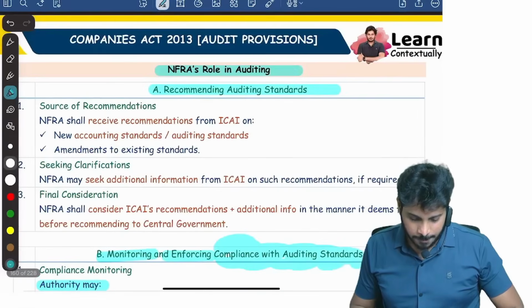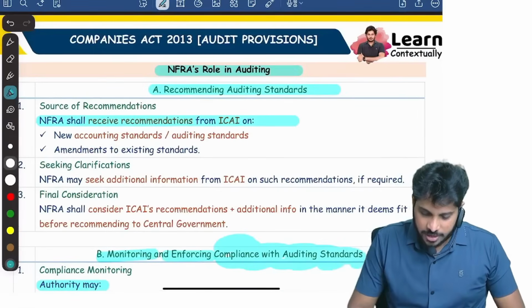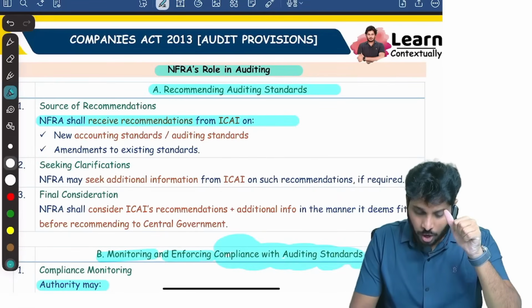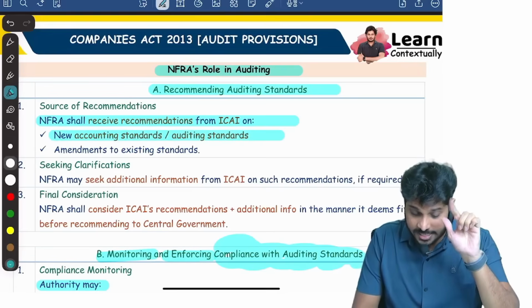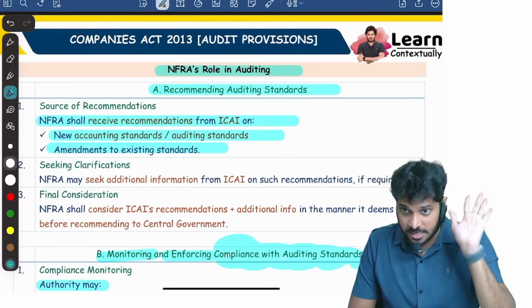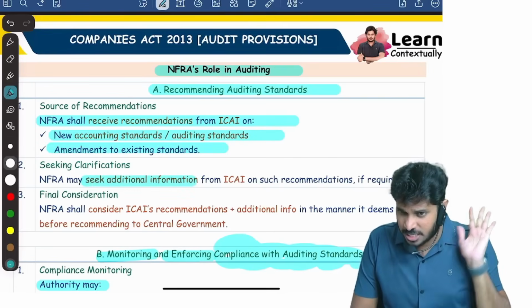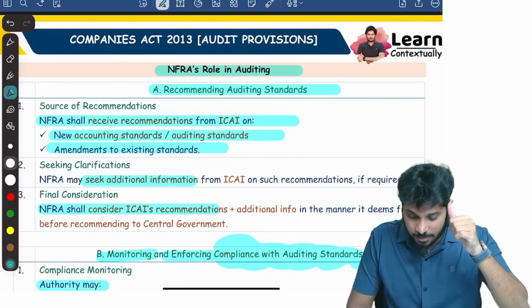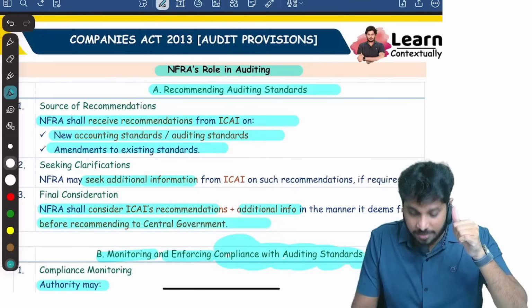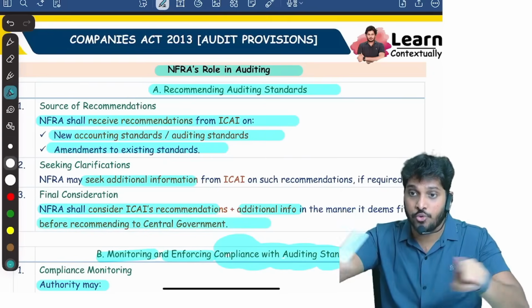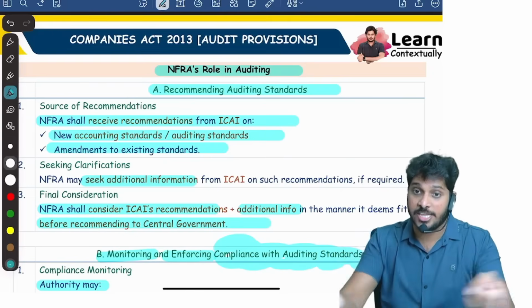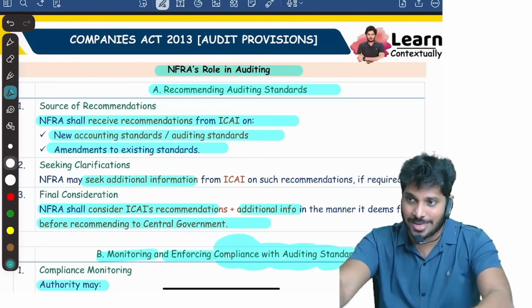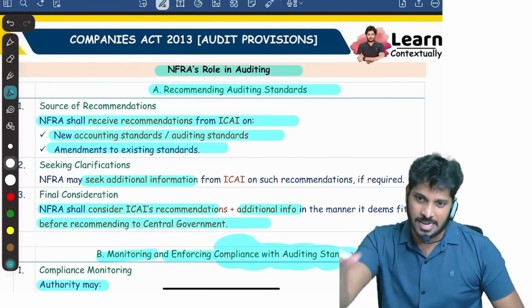Are you clear? Then sources: NFRA will receive recommendations from the CA Institute also, on new accounting standards, auditing standards, and amendments to existing standards. Further, NFRA may ask for additional information from ICAI regarding all this. Finally, NFRA will consider their recommendations and additional information, and they will recommend to central government about new auditing standards, new accounting standards, and changes to existing auditing and accounting standards.